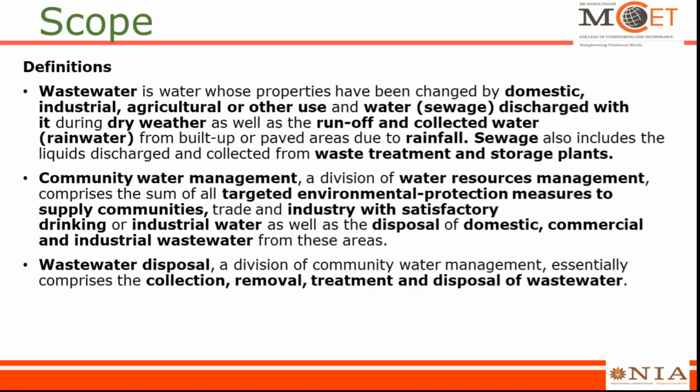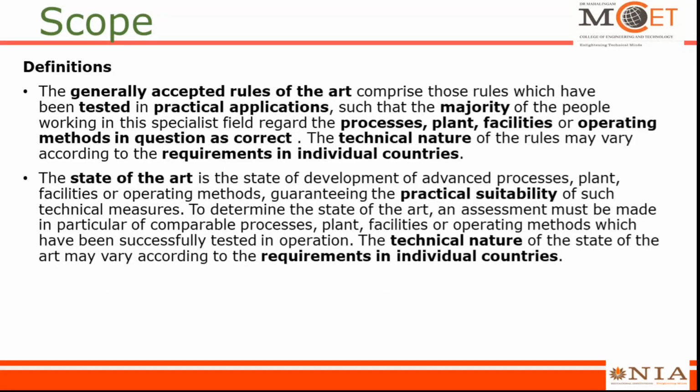Community water management, a division of water resource management, comprises the sum of all the targeted environmental protection measures to supply communities, trade and industry with satisfactory drinking or industrial water, as well as disposal of domestic, commercial and industrial wastewater from these areas. So community water management, a division of water resource management, takes care of these things. Wastewater disposal, a division of the community water management, essentially comprises the collection, removal, treatment and disposal of wastewater.